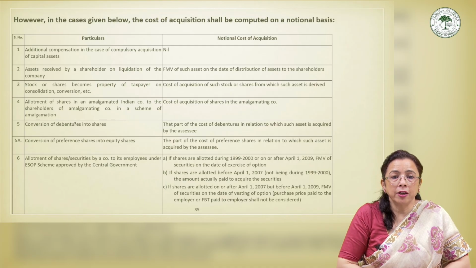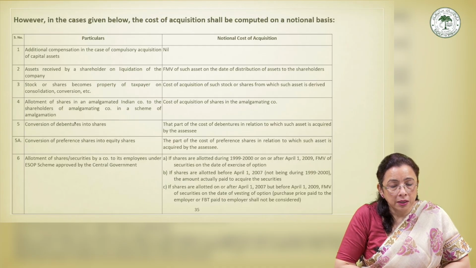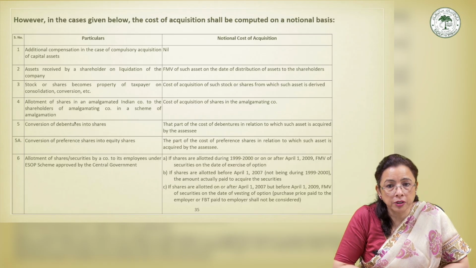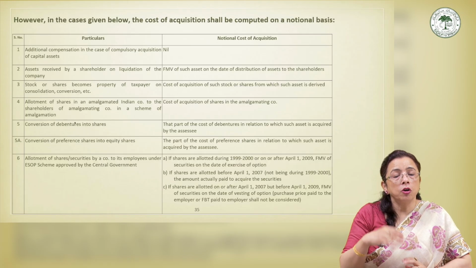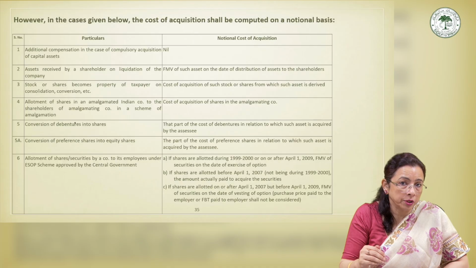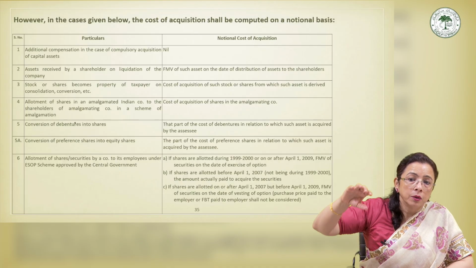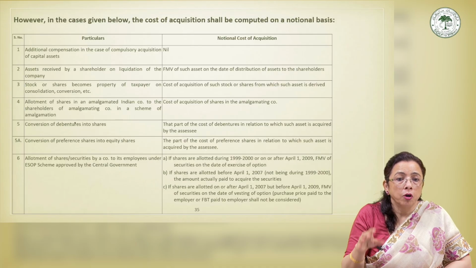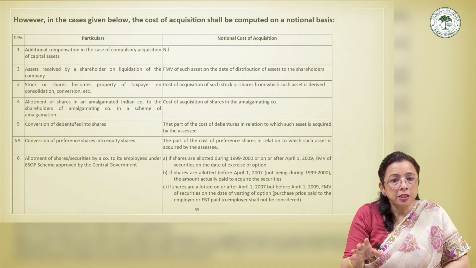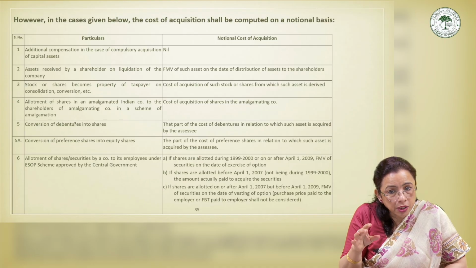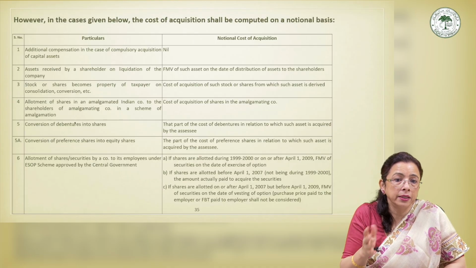If the shares are allotted during the financial year 1999 to 2000 or on or after 1st April 2009, then the cost of acquisition will be the FMV of the securities on the date of exercise of that option. That is on the date when that option was taken up or adopted. This is because FMV at exercise is generally treated as perquisite value taxable under the head salaries.